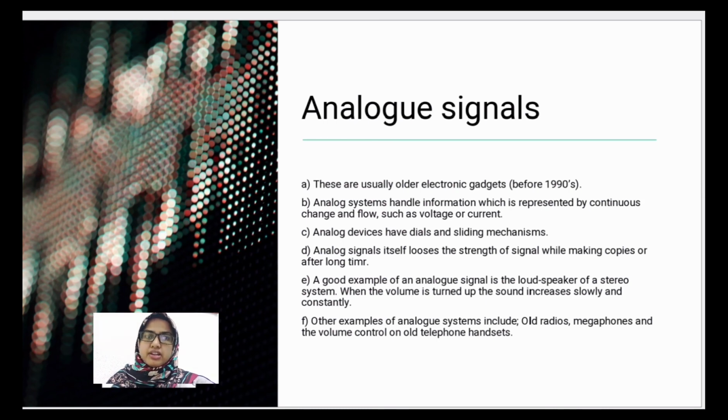A good example of an analog system is the loudspeaker or a stereo system. When the volume is turned up, the sound increases slowly and constantly. Other examples of analog systems include all radios, megaphones, and the volume control on all telephone handsets.